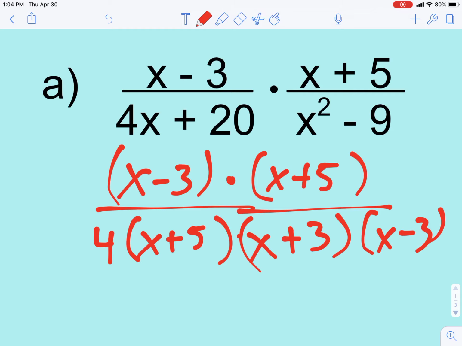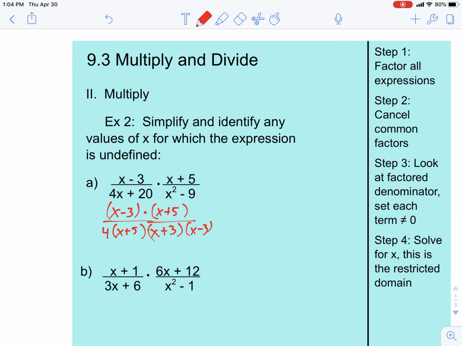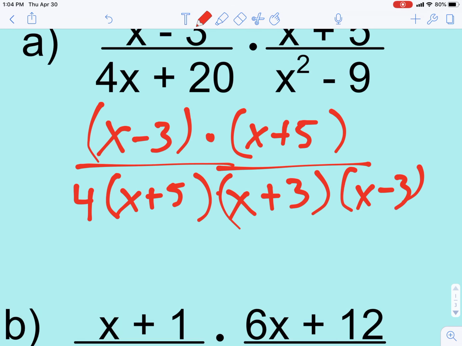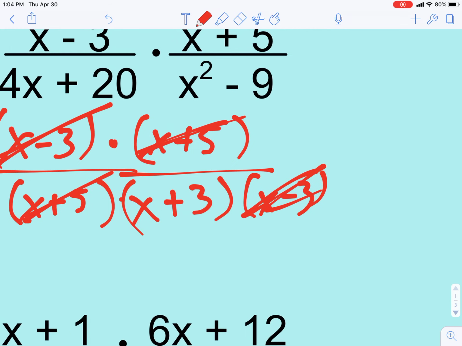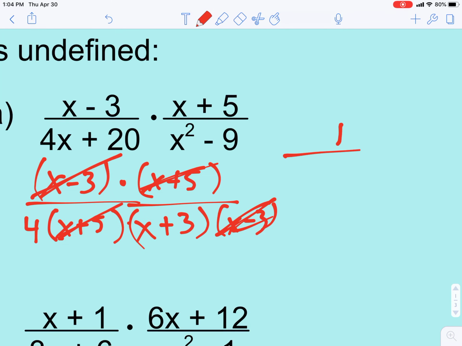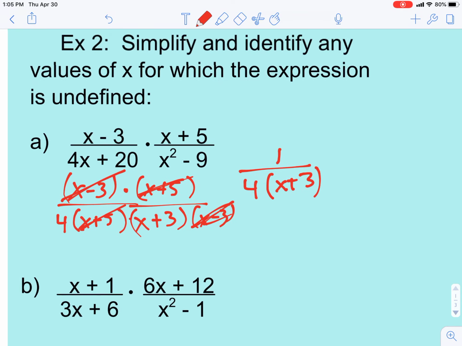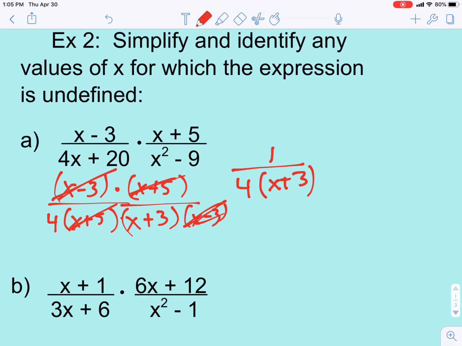Step 1 is just factor it. Step 2, since we multiplied straight across, we get to cancel out common factors. I'm not going to multiply anything through since we already have it in factored form. We have an x minus 3 on the top and the bottom. We have an x plus 5 on the top and the bottom. We're left with 1 on the top and 4 times x plus 3 on the bottom. That's our rational expression left over.